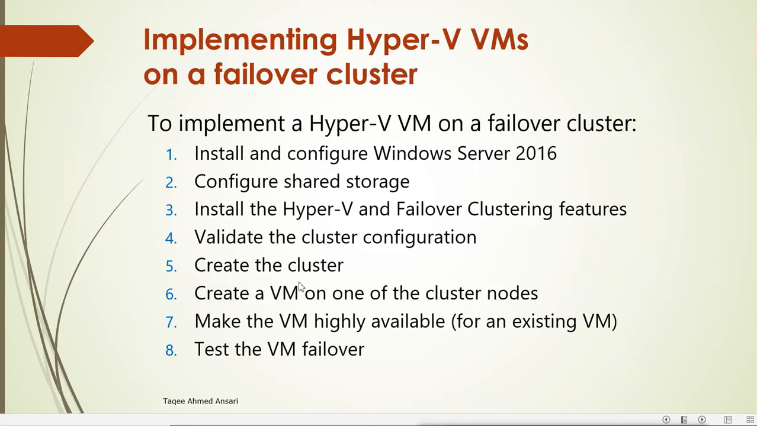So we can create the virtual machine. Now that virtual machine will be highly available. So we can make the virtual machine highly available for an existing VM. Suppose we have already a virtual machine created on the node, then we can make it highly available also. Then test the failover of VM. Test the failover, that means check if one server goes down, then the virtual machine is moving from one node to the other node or not.